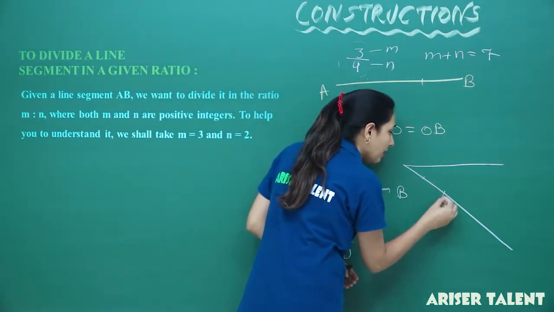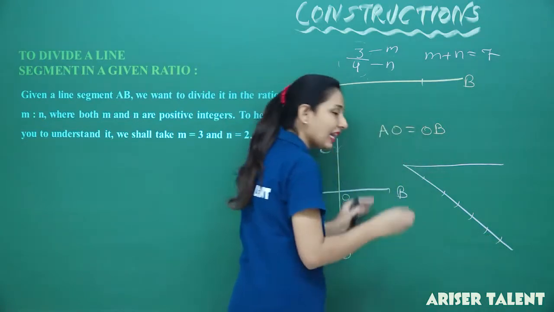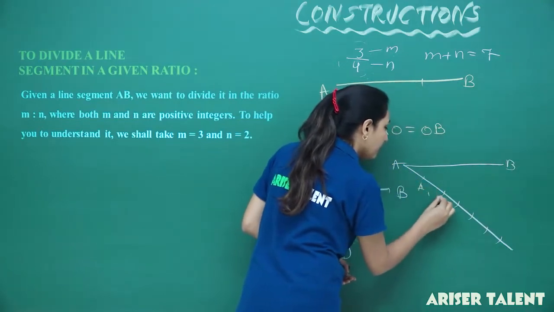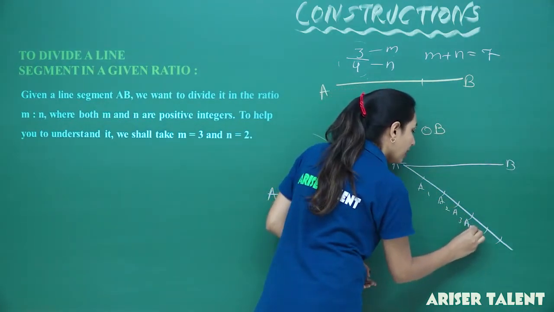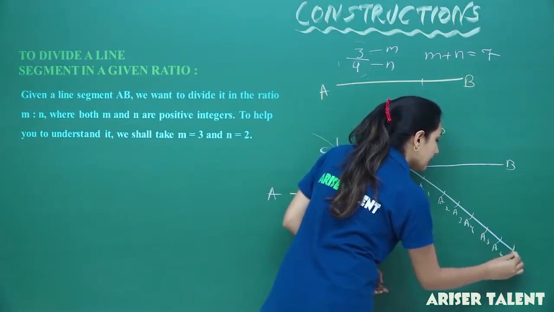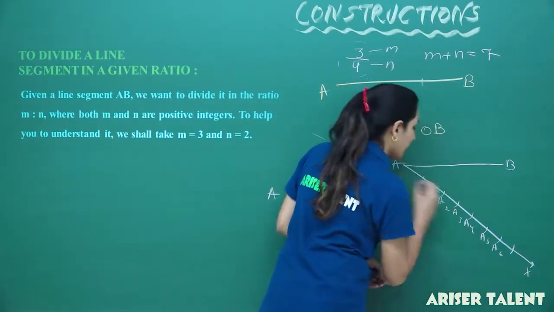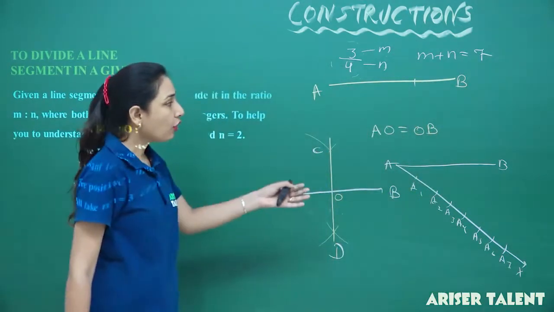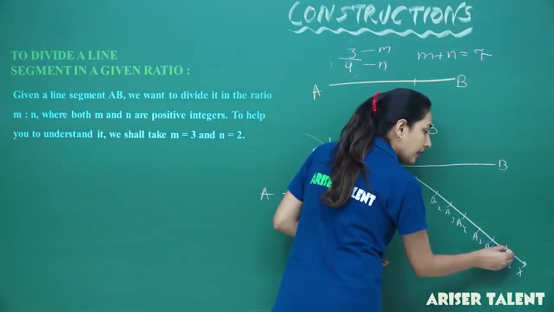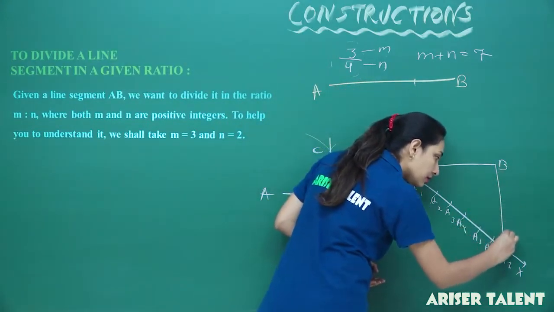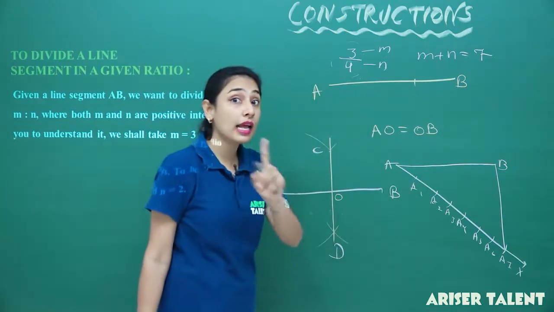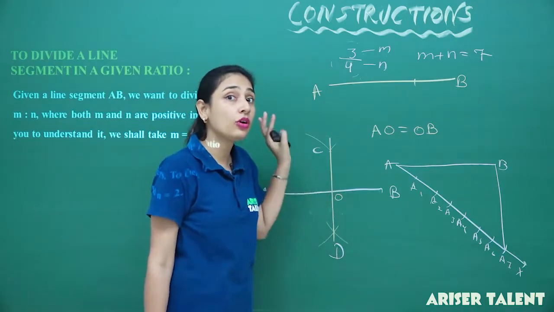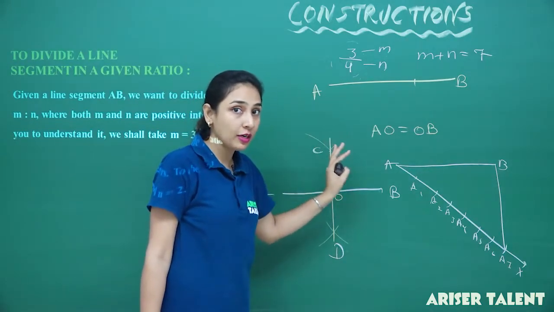So you will have 7 equal parts here with the help of a compass. If this is A, then the points are A1, A2, A3, A4, A5, A6 and A7. This is the ray AX. Then you join A7 to B with the help of a scale, not like this what I am doing. I have told you how to do that in your copies with the help of your geometry box in my previous lecture.